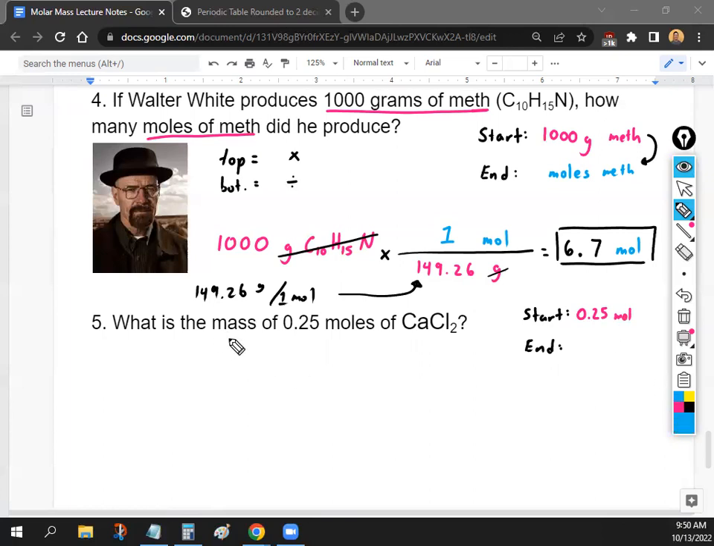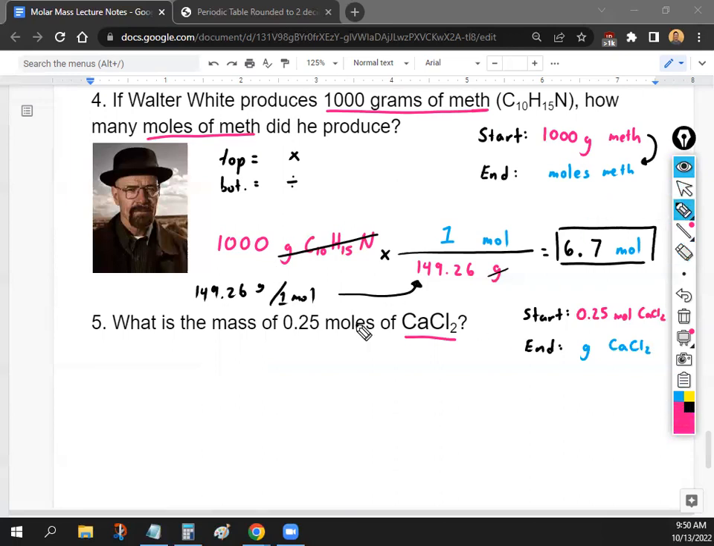Now, mass in this class will almost always refer to grams. So if you're ever looking for mass, you're going to be looking for grams. So we're starting with moles of this chemical right here, CaCl2, and we're going to turn it into grams of CaCl2, okay? So again, if you ever see the term mass, you're turning it into grams.